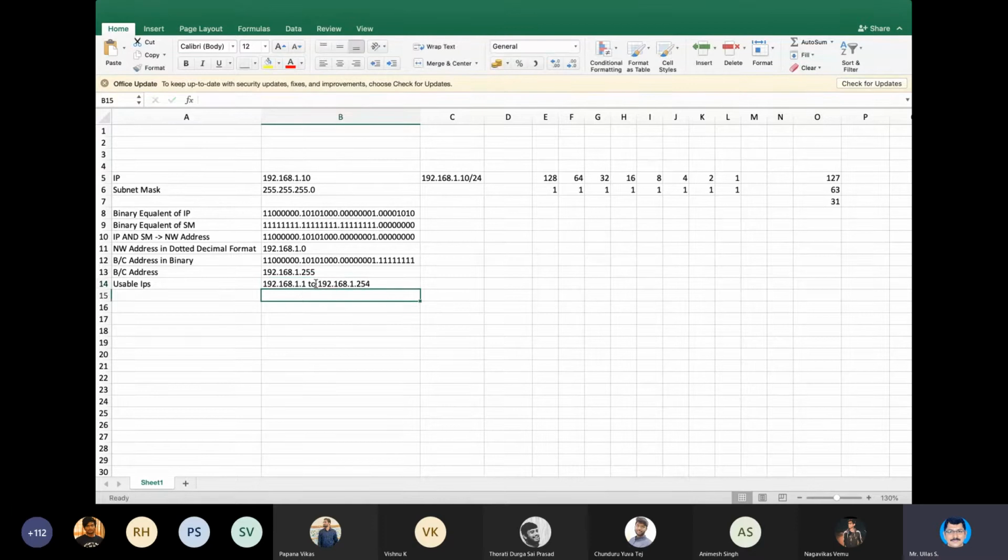Sir, if you take one, it will be the default gateway also. No, default gateway is a usable IP address. We can assign that for a default gateway. Traditionally, people will follow that 1.1. The first IP address people will assign for default gateway, but it is not mandatory. If I give default gateway IP address, the router IP address 192.168.1.254, it will work perfectly fine.